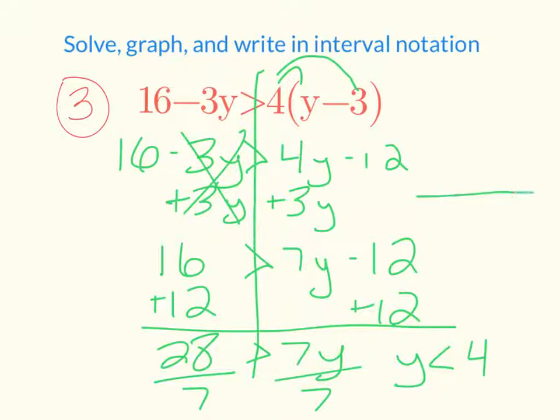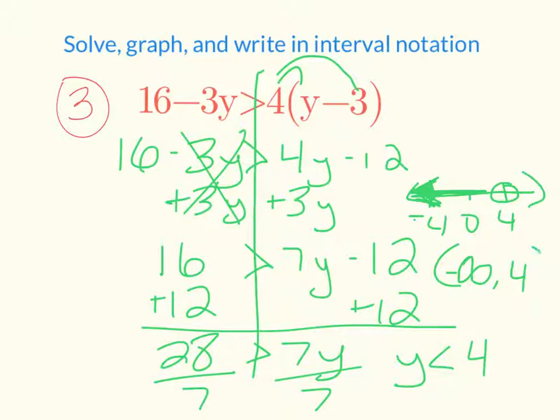For a graph, got our 4 here. Make sure you use an open circle again because it's not equal to, and it's less than, so we shade to the left. And our interval notation, again, left to right, starts at negative infinity, goes to positive 4 and stops, using parentheses for both since it's not equal to.